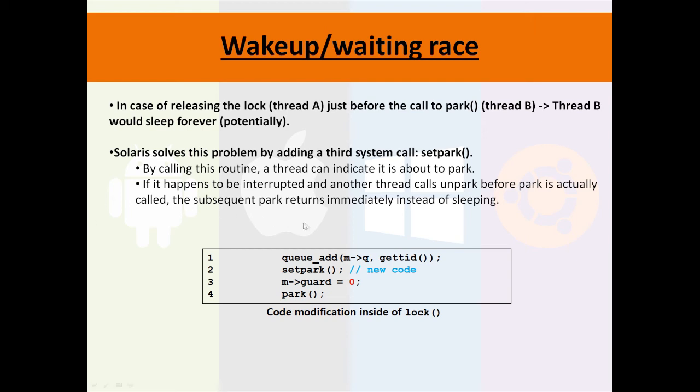And if it happens to be interrupted and another thread calls unpark before park is actually called, the subsequent park returns immediately instead of sleeping. So this is just one way to get around this wake up / waiting race. It's just a slight code modification where you call this function before whenever you actually call the park function.